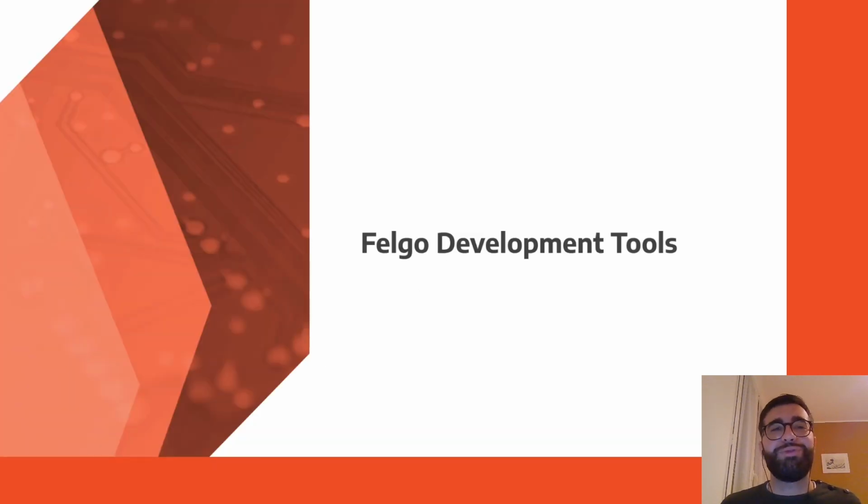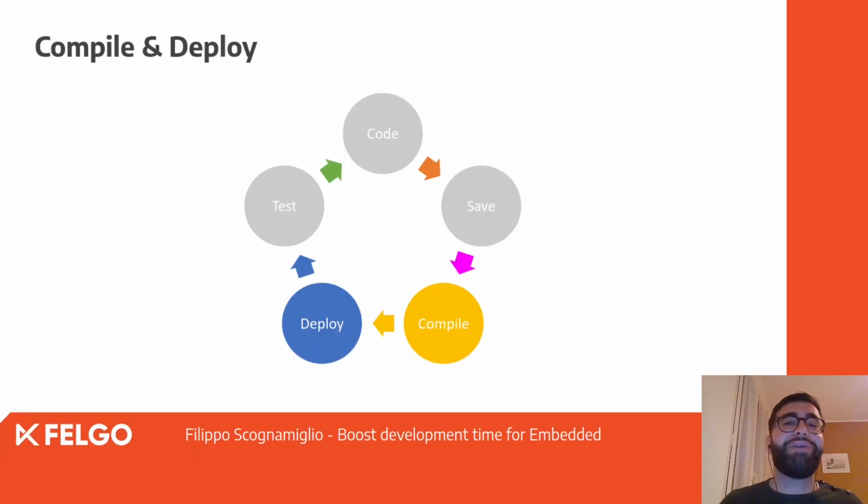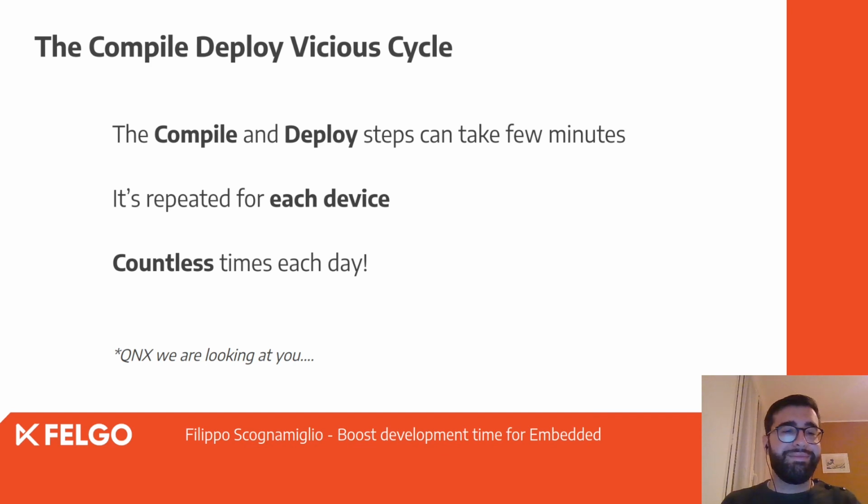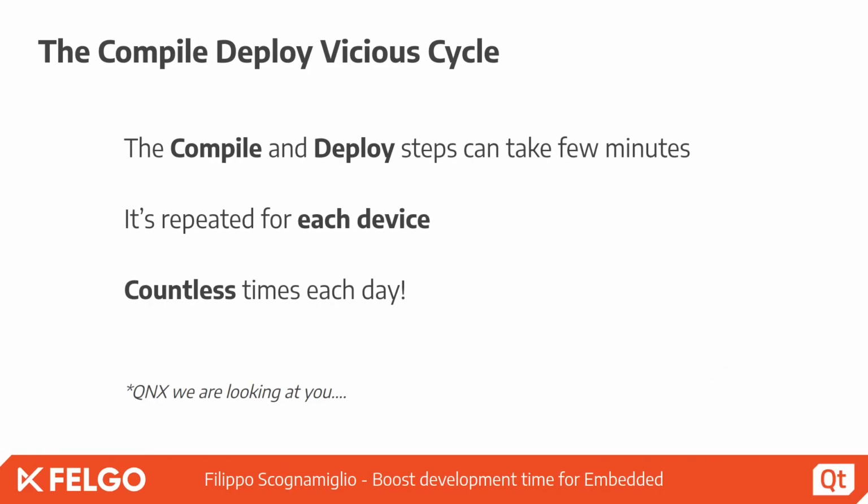This is the best way to introduce you to the Felgo development tools. We'll see how they will interact with your average workday and how they will improve it. So let's try to focus on this part of your own development flow, the compile deploy cycle. Depending on the size of native code, the status of build caches, and the architecture you're targeting, this can take up to a few minutes. And it's repeated for each and every device you are targeting countless times each day.